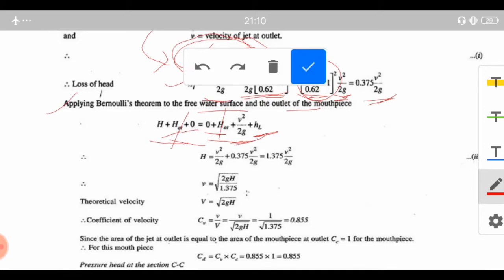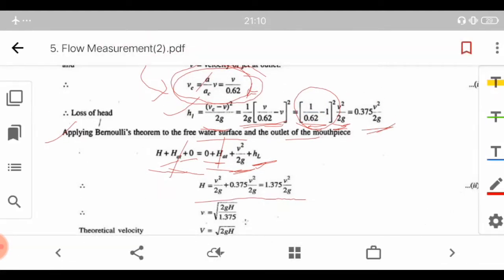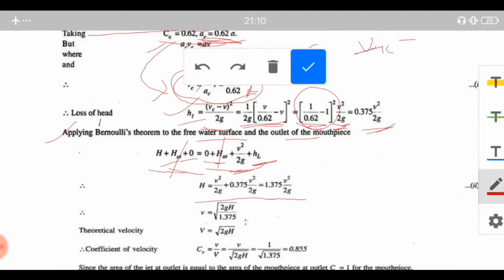So therefore H is equal to V square upon 2g plus 0.375 V square upon 2g, which is our head loss. Writing head loss as 0.375 V square upon 2g, we thus get H is equal to 1.375 V square upon 2g, or you can write V as root of 2gH upon 1.375, and theoretically V is actually equal to root 2gH. Theoretically V is equal to root 2gH, and we obtain V as something like this.